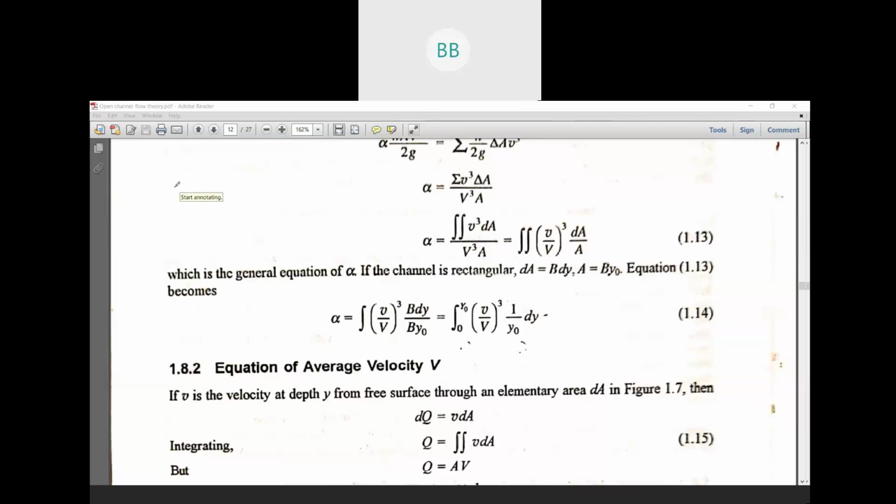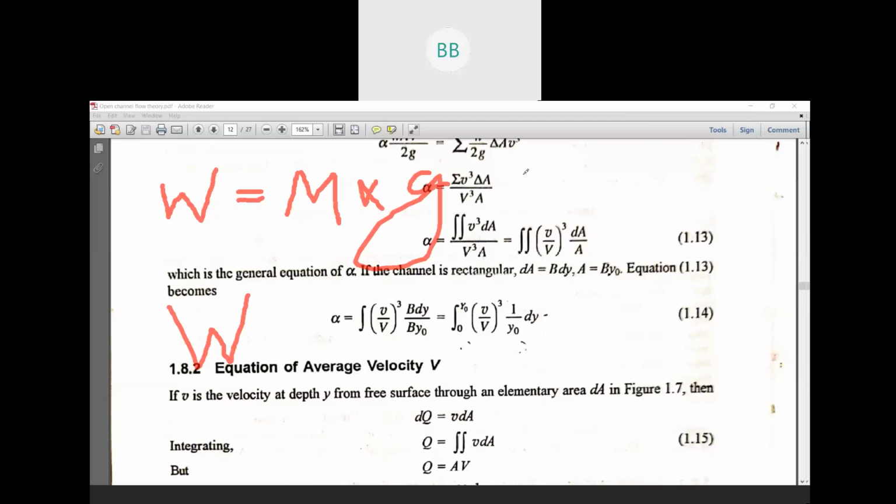To find out mass, we know weight is equal to mass into acceleration due to gravity. Mass multiplied by acceleration due to gravity. So first we are going to determine weight.